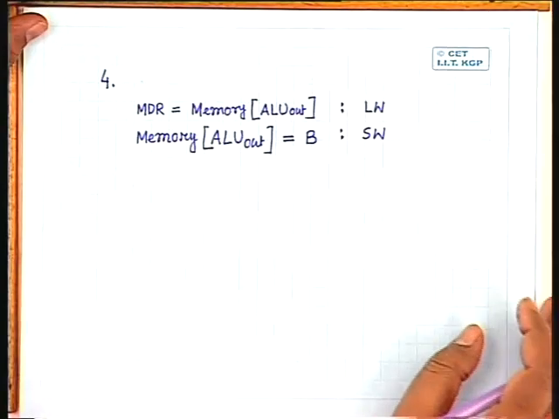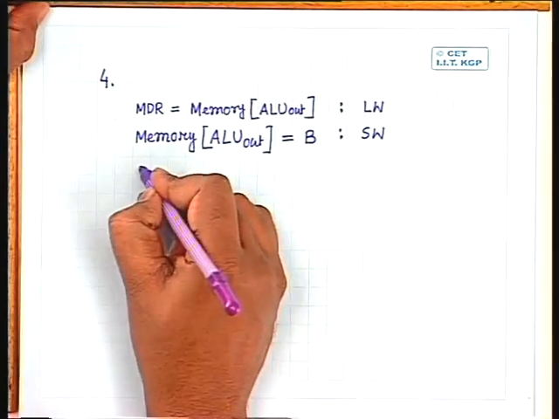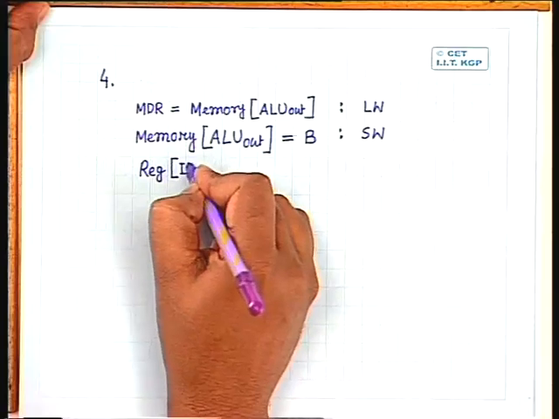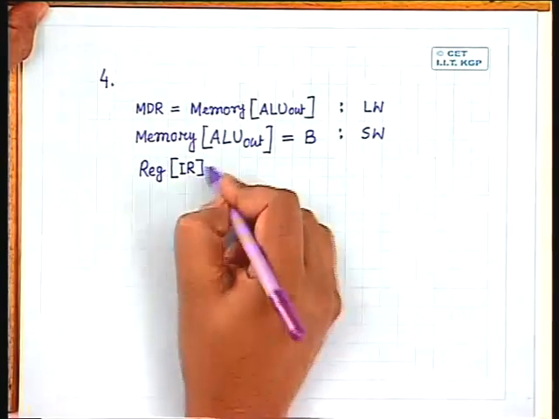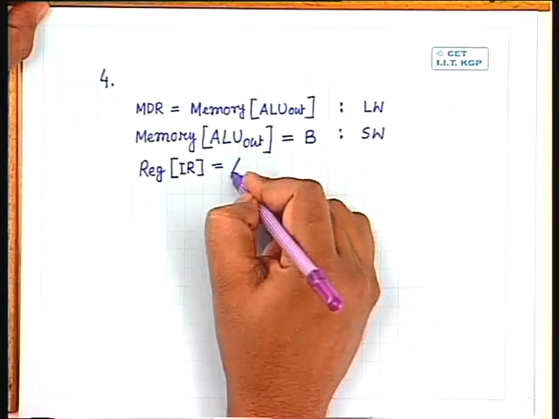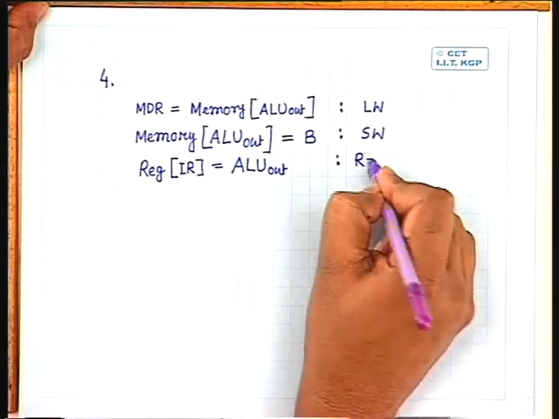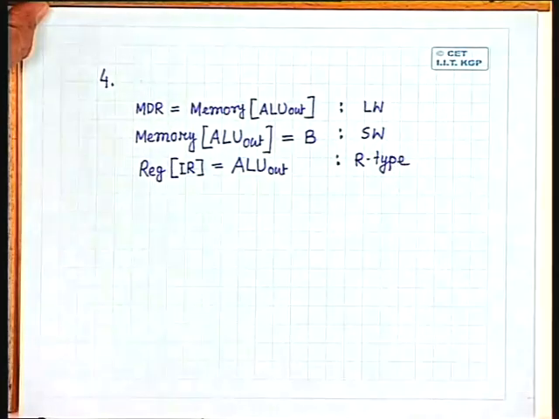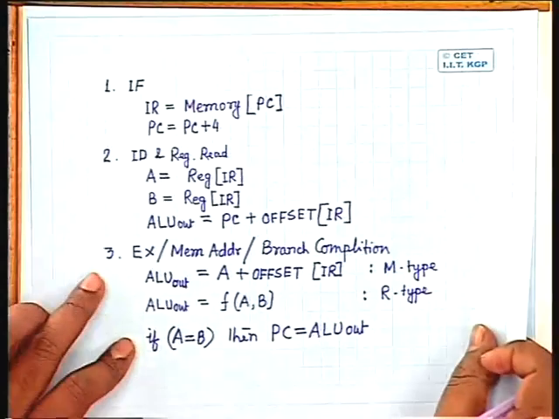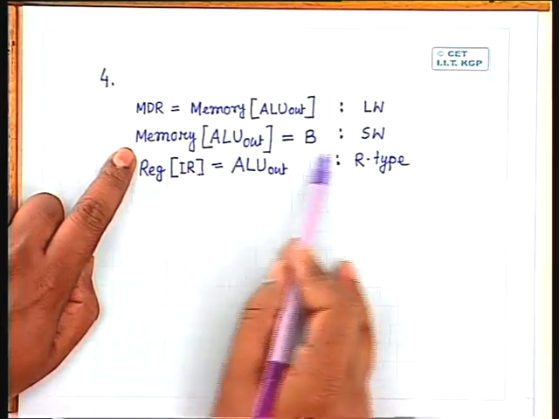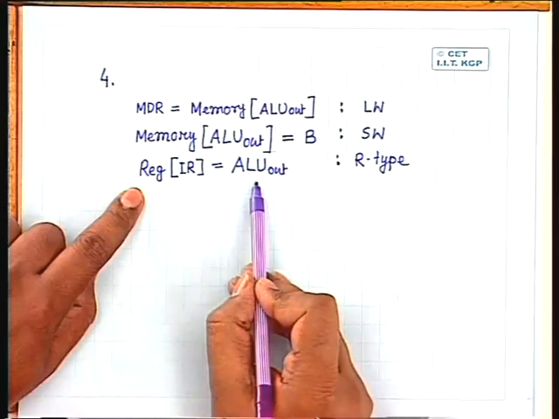Okay, and if it is an R type instruction, then the register whose address comes from the instruction register, that is the write register address, gets the value from ALU out. Now here you find that if it is a branch instruction, it was complete in step number 3, right? If it is a store word instruction, it is complete in step number 4. If it is an R type instruction, that is also complete in step number 4.